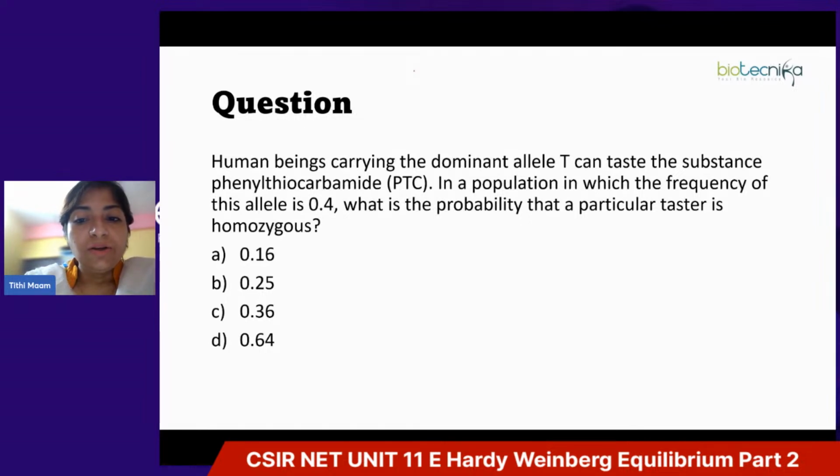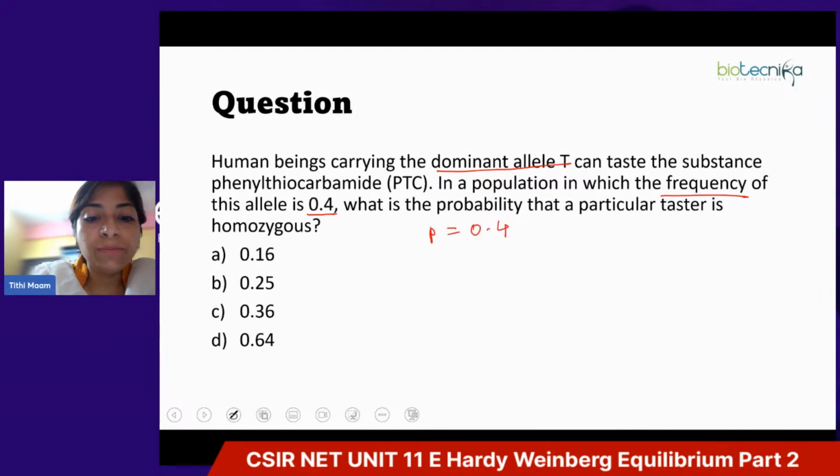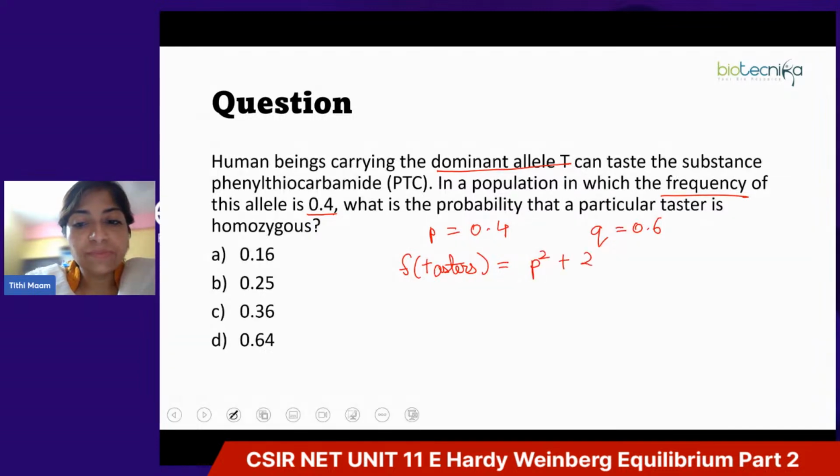So let's have a look. Human beings carry the dominant allele T. What is the frequency of this allele? It is mentioned as 0.4, meaning P is equal to 0.4. If P is equal to 0.4, automatically Q becomes equal to 0.6. Now, who all will be tasters in the population? What will be the frequency of tasters? It's a dominant allele, so whoever is homozygous dominant and whoever is heterozygous, they all will be tasters of PTC. So P square plus 2pq, they all will be tasters. You have the value of p and the value of q, so in the population you can calculate easily. You substitute the values here and solve it, and it will come as 0.64.